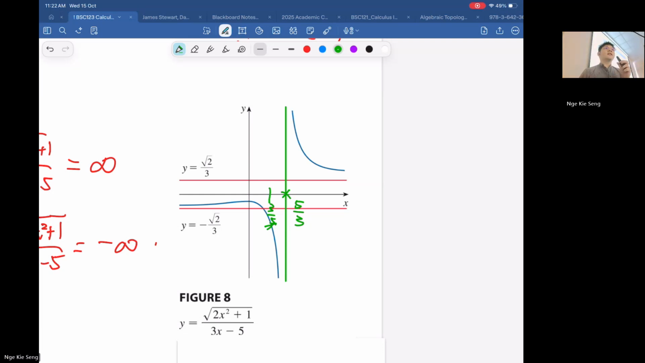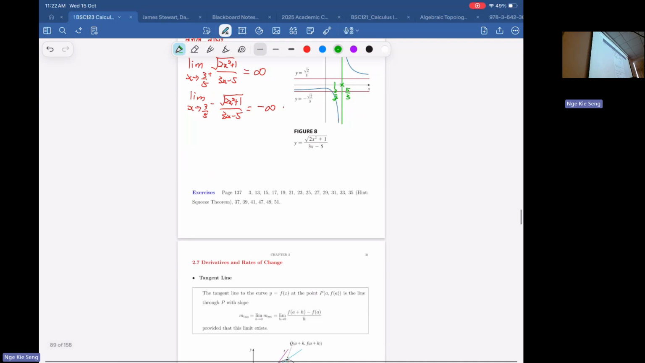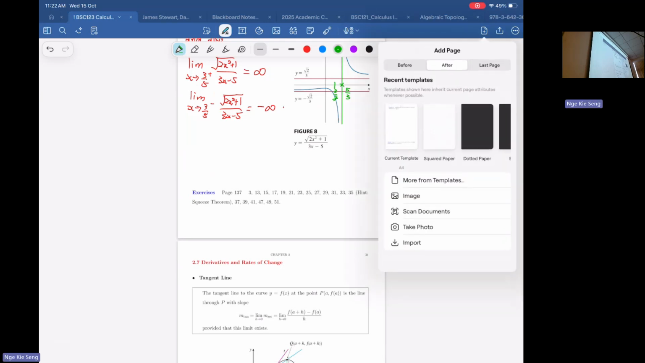Okay. So we're going to leave this continuity section and enter derivative. It's still a bit away before the lock down, so you could wait for a while. Right. Let's talk about derivative.